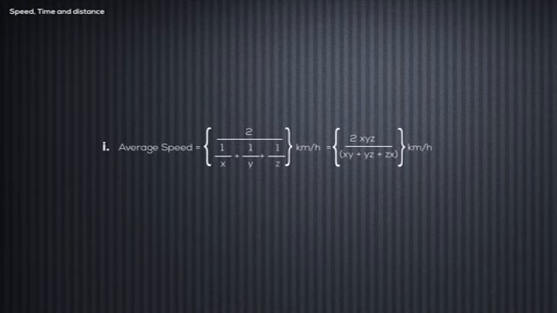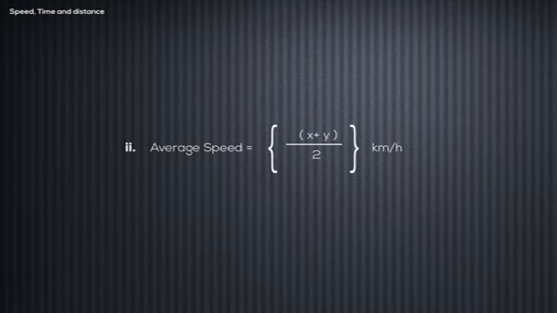If three equal distances are covered by three different speeds x, y and z kilometers per hour respectively, then average speed for the whole journey is given by the formula shown on the screen. If a certain distance is covered at x kilometers per hour and another distance is covered at y kilometers per hour, but time intervals of both journeys being the same, the average speed of the whole journey is given by x plus y whole divided by 2.